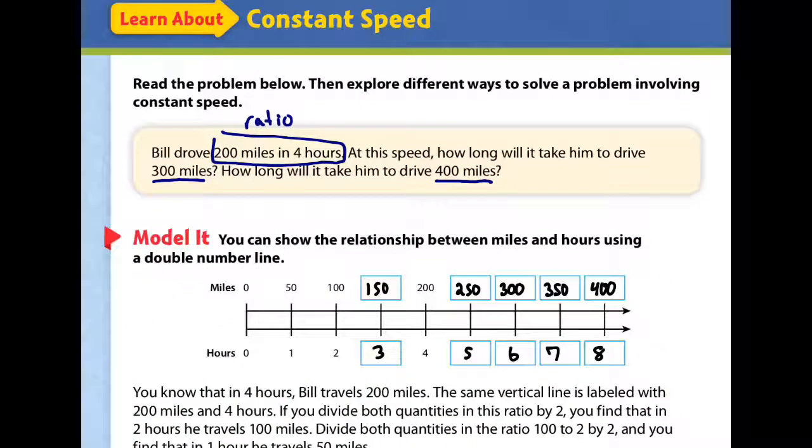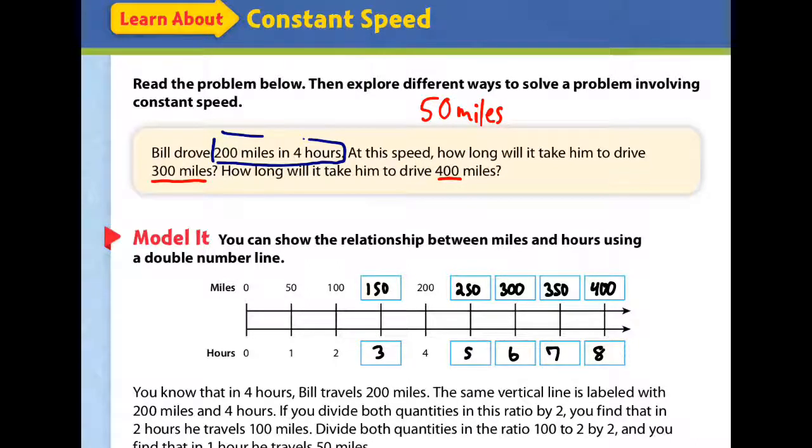So, remember, let me erase the slop here. How can we use the unit rate? Remember, the unit rate was 50 miles in an hour. To figure out how far or how long it will take to go 300 miles and how long it will take to go 400 miles.